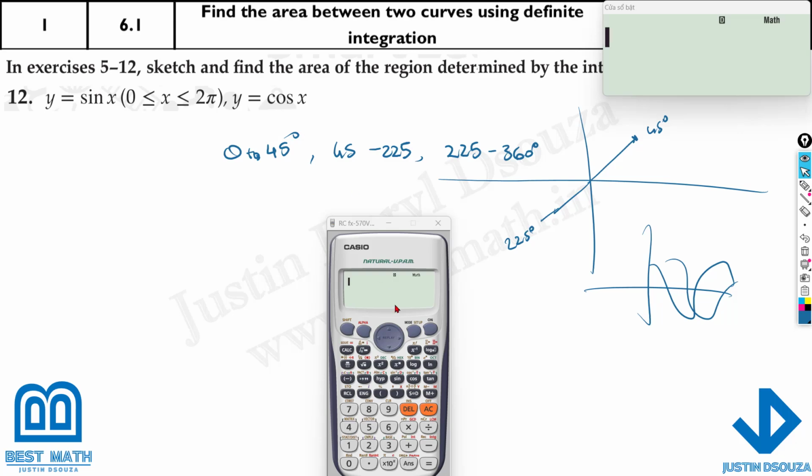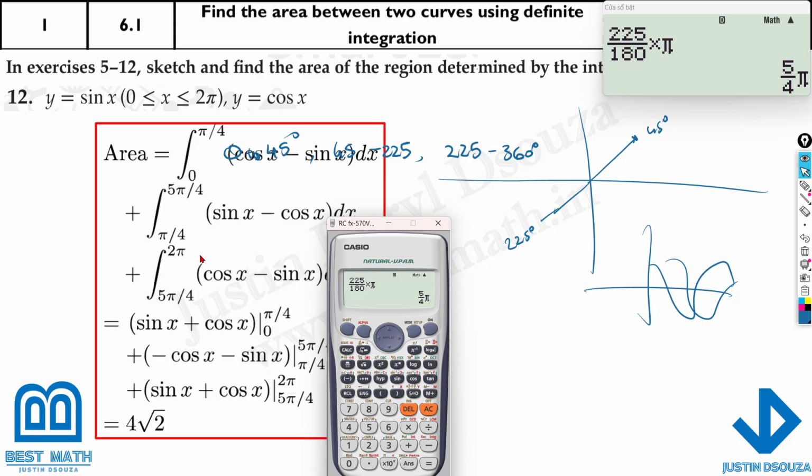To convert from degrees to radians, it's pretty simple. Whatever the answer you have, 45, just divide by 180 because 180 is the pi value. Now this is in terms of pi. So 45 by 180 times pi is 1/4 pi. Now if you want to find 225, it's 225 divided by 180 times pi, which is 5 pi by 4. You can see these values here. It's 0 to pi by 4, pi by 4 to 5 pi by 4, which we got, and 5 pi by 4 to 2 pi.